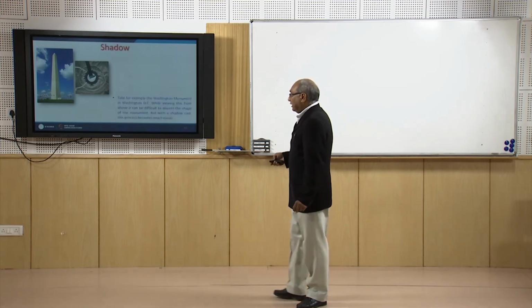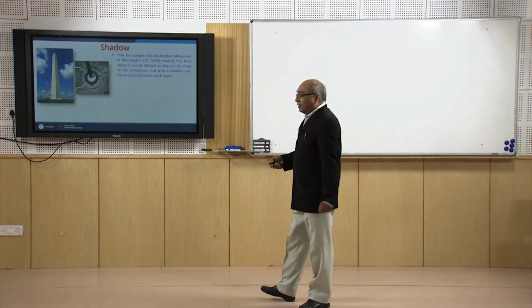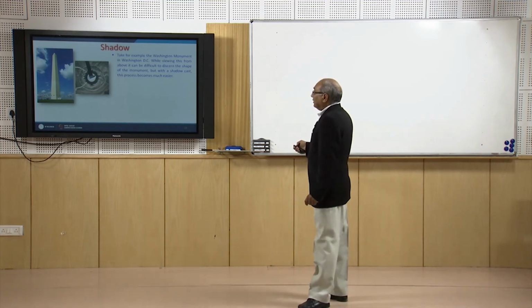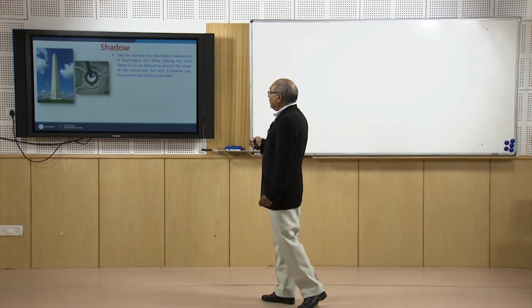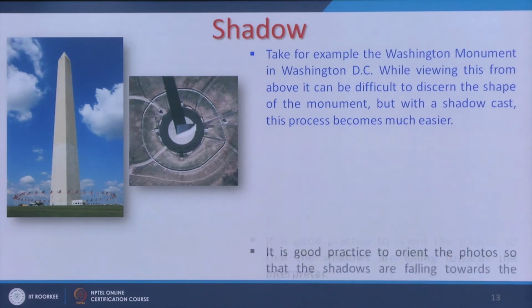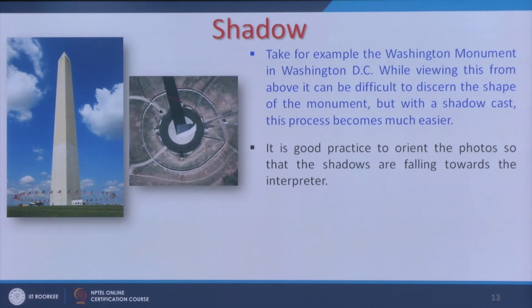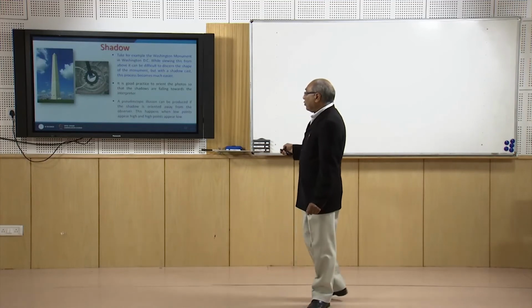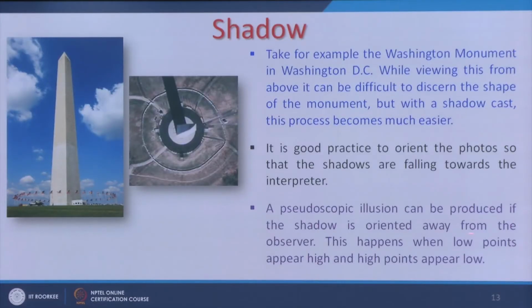So this kind of application of shadow is possible. Take the example I have already mentioned, the Washington Monument. While viewing this from above, it can be difficult to discern the shape of the monument, but with the shadow cast, this process becomes much easier. It is good practice to orient photos or satellite images in such a way that the shadows fall towards the interpreter. A pseudoscopic illusion can be produced if the shadow is oriented away from the observer, and this happens when low points appear high and high points appear low.